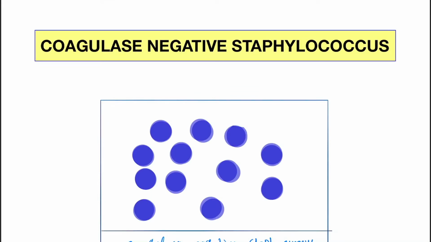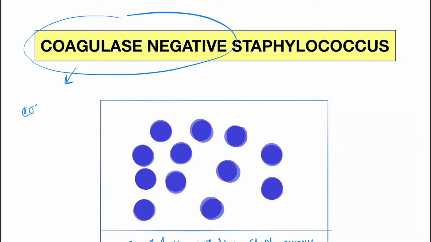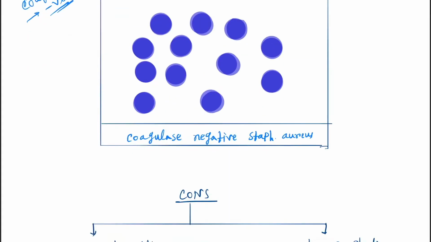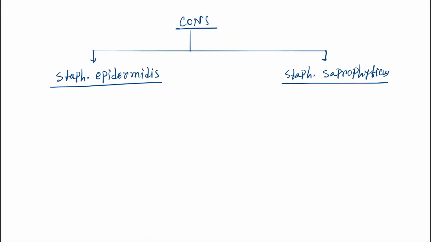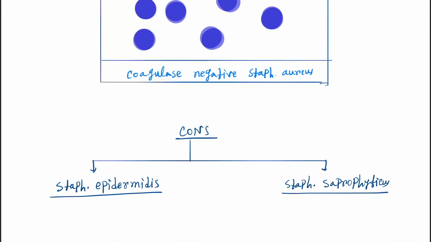Okay, so hello friends, today our topic is the Coagulase Negative Staphylococcus. So here you can see the name Coagulase Negative. They give the Coagulase test negative, so that is the name. All other Staphylococcus give Coagulase positive. So in microscope, it is the Coagulase Negative Staphylococcus. Sorry, it is Coagulase Negative Staphylococcus only.